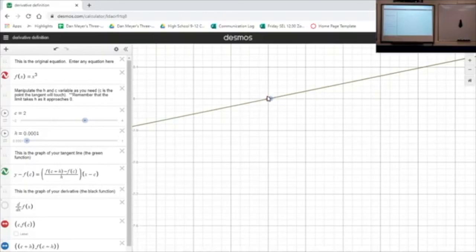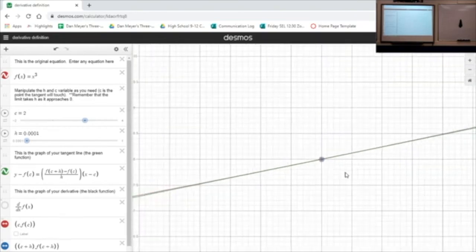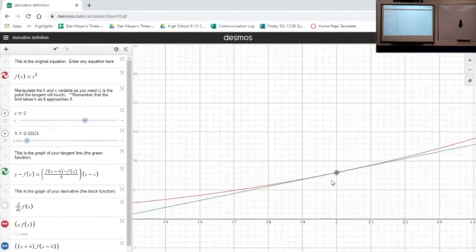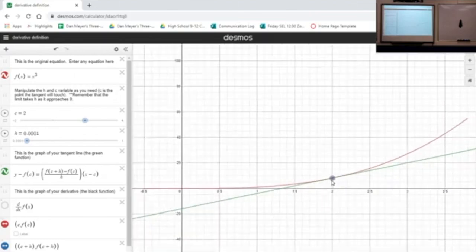And also notice, as I zoom in this far, that this almost starts to look exactly like a straight line. It starts to look more and more like a straight line. But it's still not. If I zoom back out, it's still a curve. It's still x cubed. But as I get closer and closer, it starts to look more and more like a straight line, which is part of the idea of this limit, being able to find the slope of the tangent line.